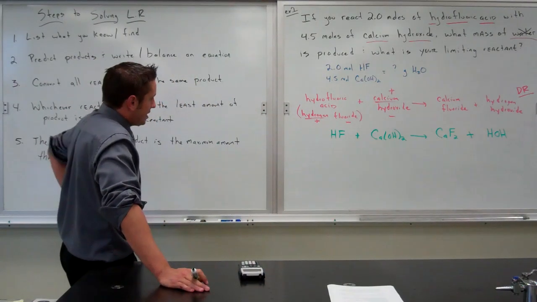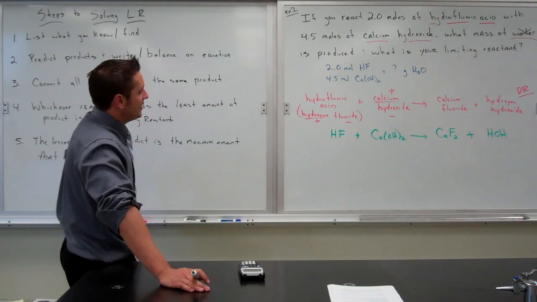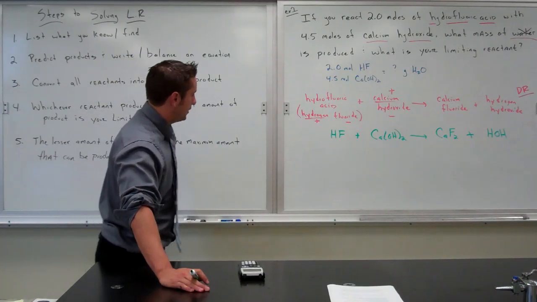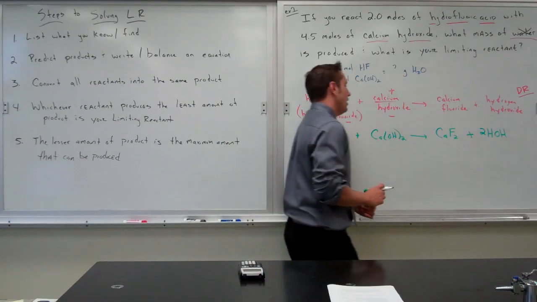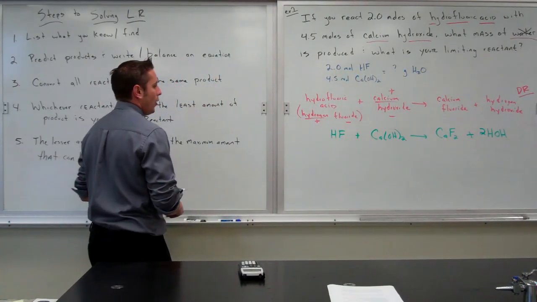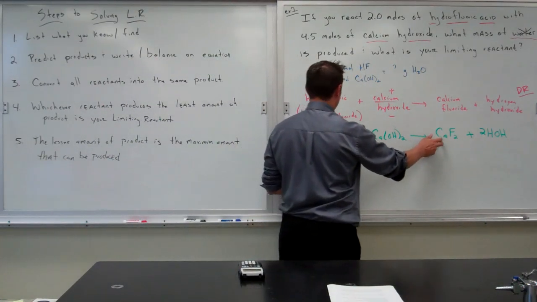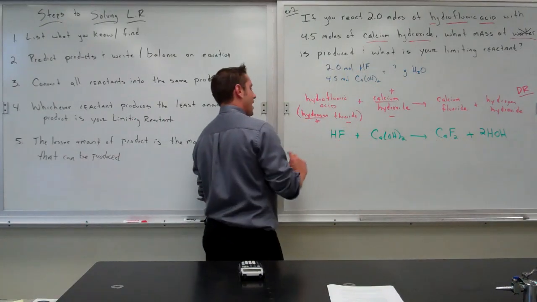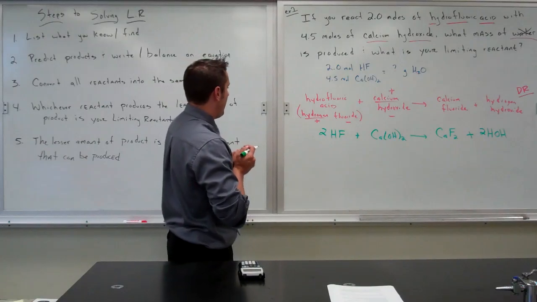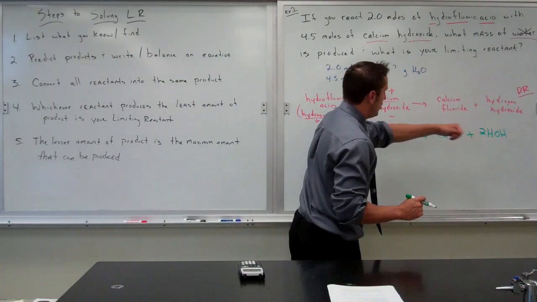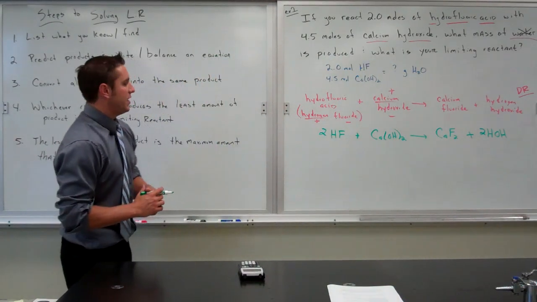Now I have to balance this guy, so I start with the polyions. I see two OHs on the left. I see one on the right, so I'll put a 2 here. Then I do elements that are not O and H. So 1 Ca, 2 Fs, 1 F. So I have to put a 2 here. And then I can do H and then O. 2 H's, 2 H's, we're good, and then everything is balanced.